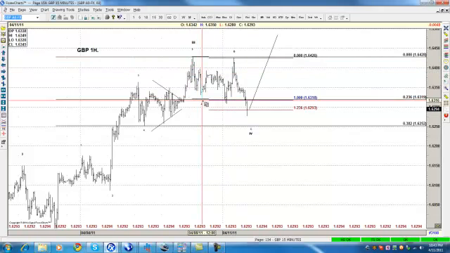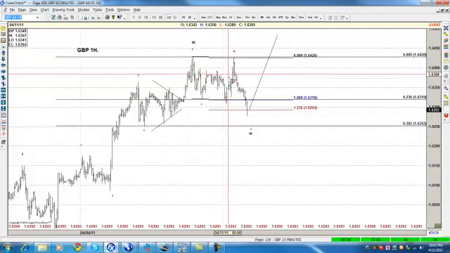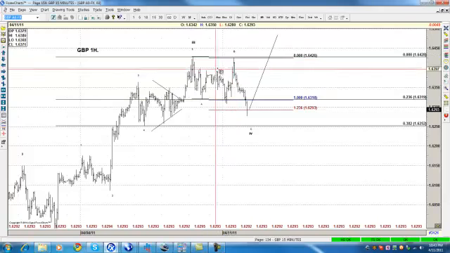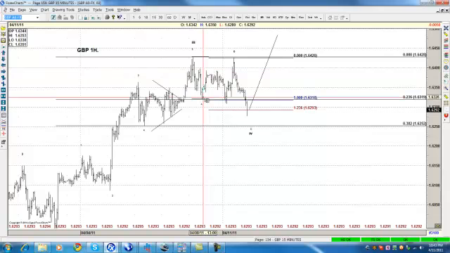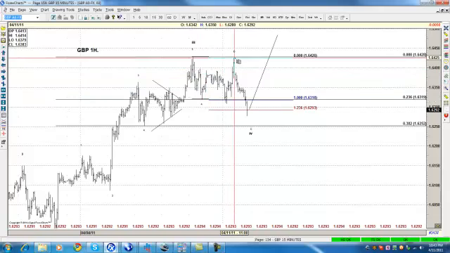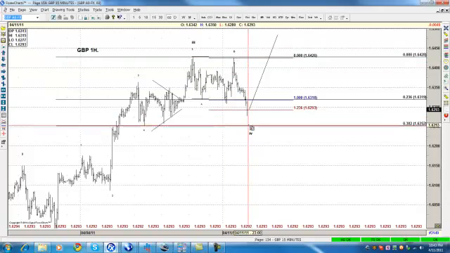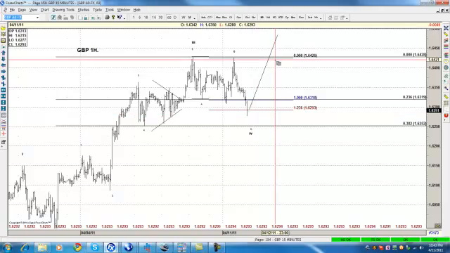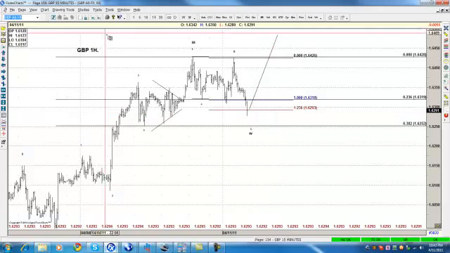This is 1, 2, 3, 1, 2, 3 in another flat. This is another 5 waves, and this is not a 5 waves. This is a 3 waves. So it did 3, 3, and 5, and we believe that this is a truncated 5 when the pound is going to go higher later on when the US dollar weakness comes around.